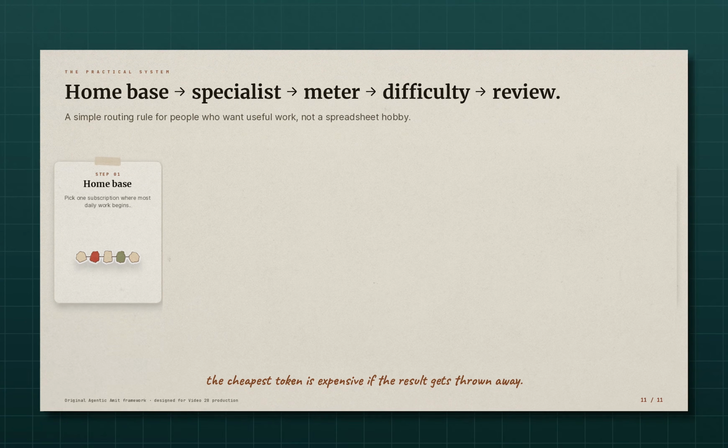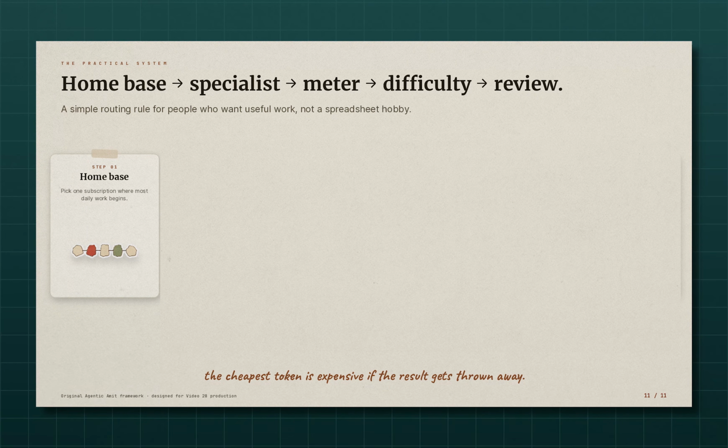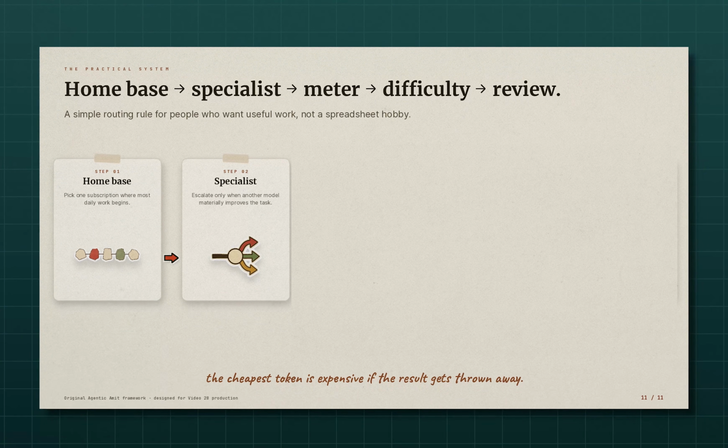Firstly, choose one home base. Pick the subscription whose surrounding workflow you use every week, not the company that won the last benchmark that you saw. Secondly, name a specialist. Only keep a second subscription if it owns a recurring job with clear value. Claude Code could be that job, Google's integration in NotebookLM could be that job, Codex deep research or a custom ChatGPT workflow could be that job, and so on.